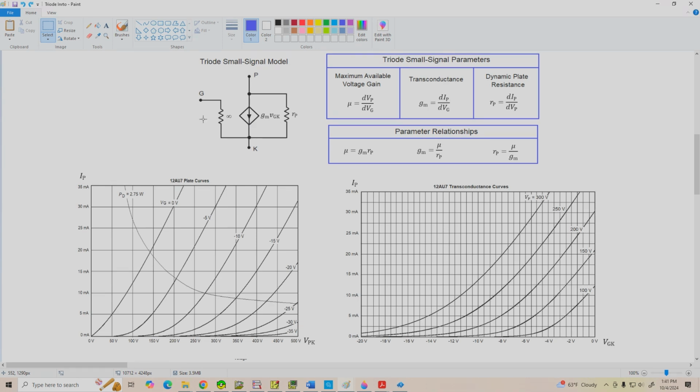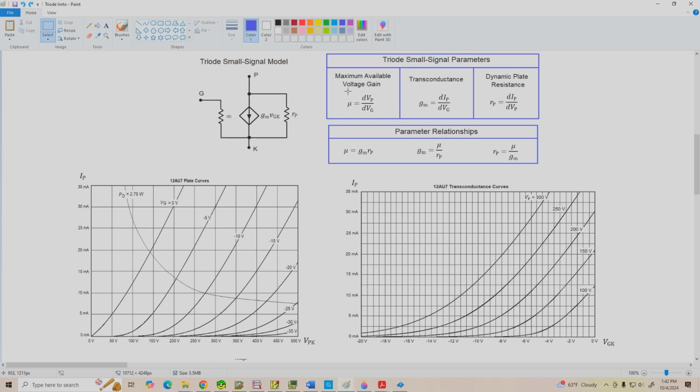Now, it's pretty easy to see the similarity between this model and that of the field effect transistor. The grid to cathode resistance is essentially infinite. The plate current is equal to the transconductance times the grid to cathode voltage. That's just like gm times VGS. And we've got little r sub p, that's the dynamic plate resistance, which is equivalent to the internal resistance of this current source.